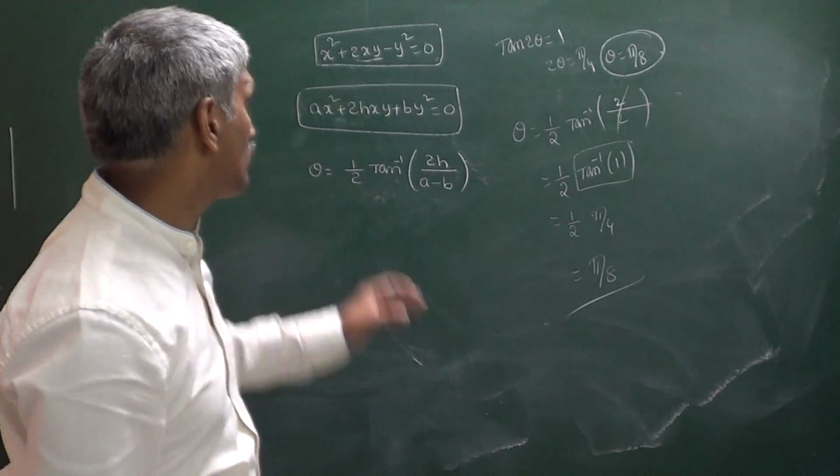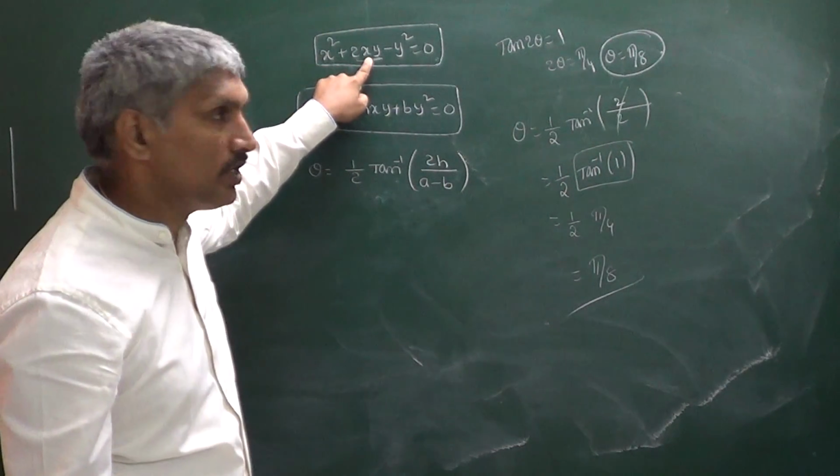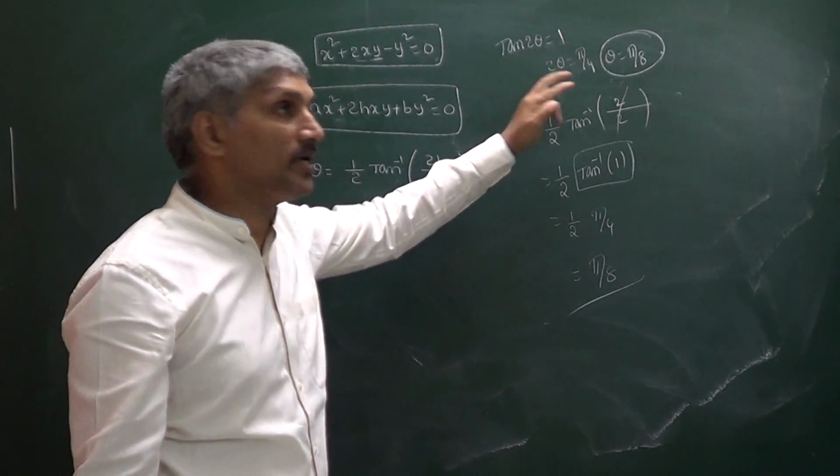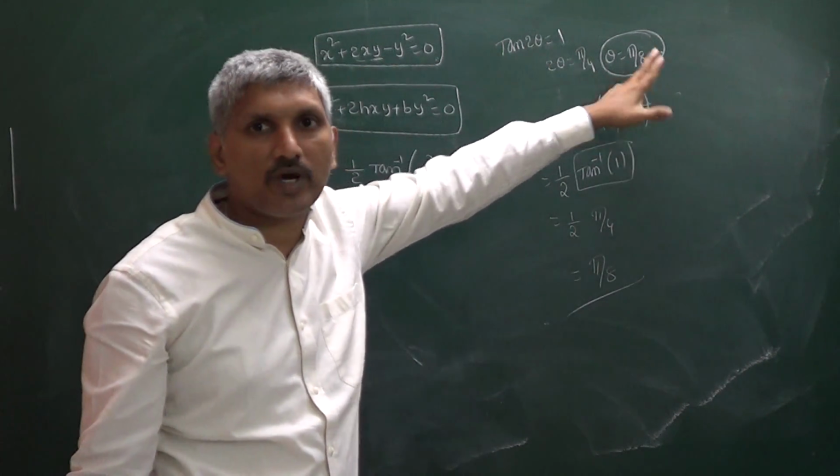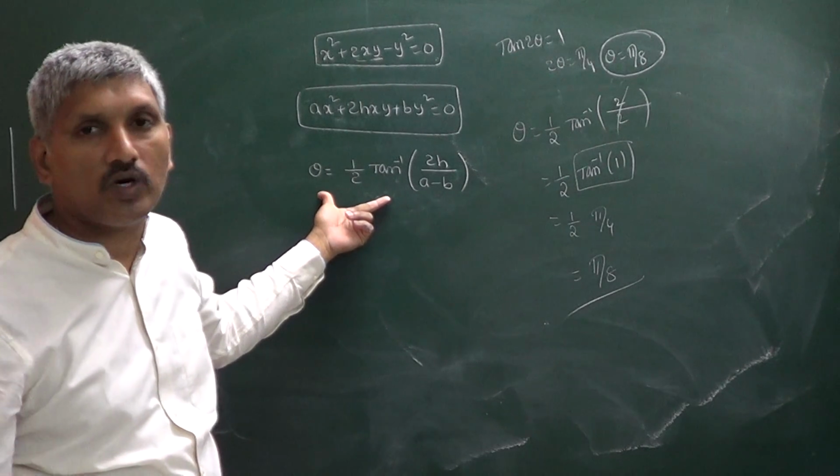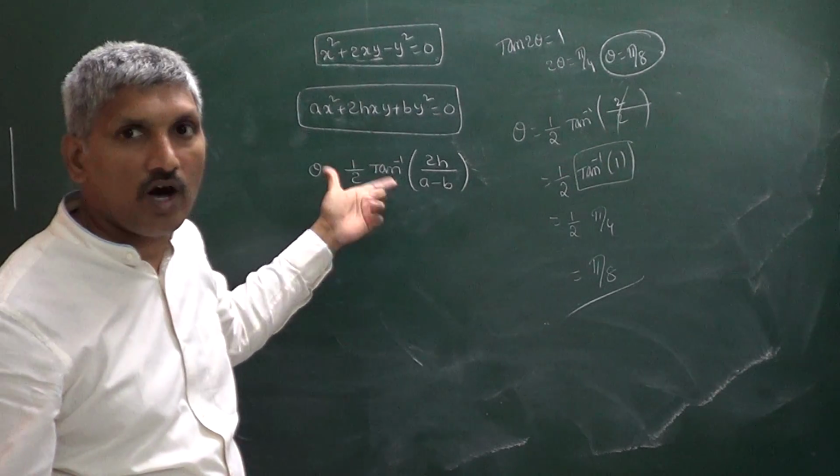To remove the xy term in this equation, the angle of rotation must be theta equal to pi by 8. It is better to remember this one as a shortcut for objective exams.